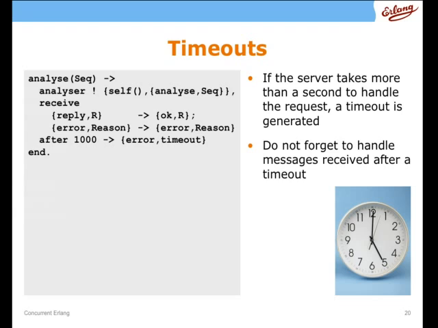If we receive neither of those within a second, then what we do is we return an error tuple together with the atom timeout. So we're effectively finding another reason to fail there. So this analyze function might return the result OK and a value, or it might return an error from the analyzer process, or an error due to a timeout. So we've dealt with that.